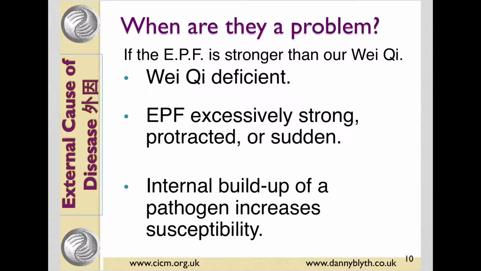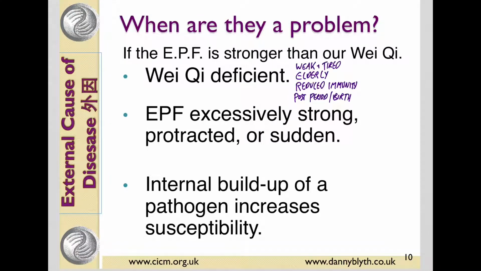So we generally live in balance with these pathogenic influences. They only become a problem if our Wei Qi, our defense Qi, becomes deficient. So when we're weak and tired, in the elderly or the very young, those with reduced immunity, so post-chemotherapy or something like that, and after a period or after having given birth. If the pathogen is excessively strong, protracted or sudden, so for example a particularly hot day or a sudden cold spell, or a nasty virus, or an internal build-up of the pathogen, it can increase our susceptibility.